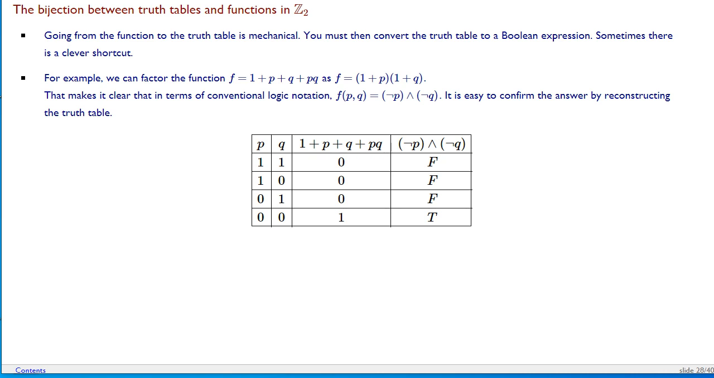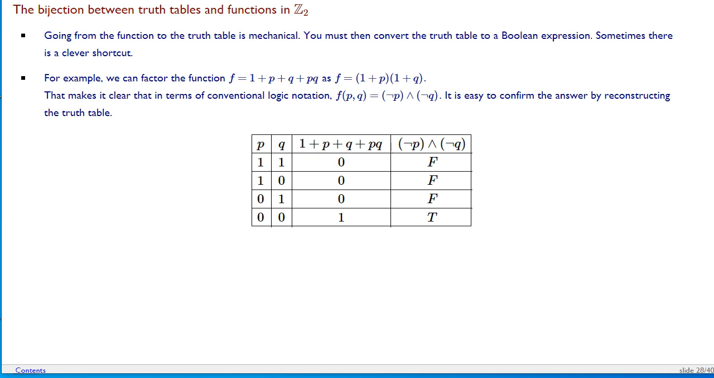Now let me try to convince you that there is a bijection between the truth tables and the Z2 functions. If you start with the function and need the truth table, this is purely mechanical. All you have to do is plug in the appropriate values 0 and 1 and do arithmetic to generate the truth table. Converting this into a Boolean expression is, in general, much more difficult, mainly because there are lots of different Boolean expressions that correspond to a given truth table.